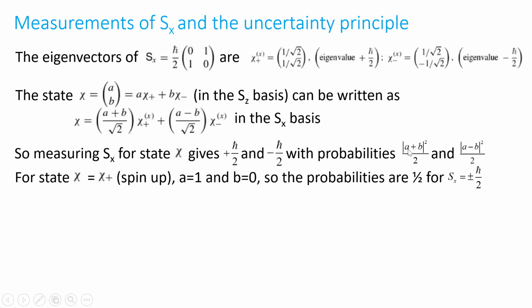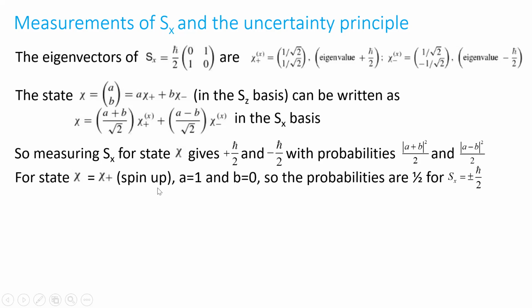If we plug that in, we have 1 plus 0 squared over 2, or 1/2, for the probability of plus h bar over 2, and 1 minus 0 squared over 2, or 1/2, for SX equal minus h bar over 2. So the probabilities for getting SX as plus or minus h bar over 2 are each 1/2 if we put in a spin up state, spin up with respect to the SZ basis.